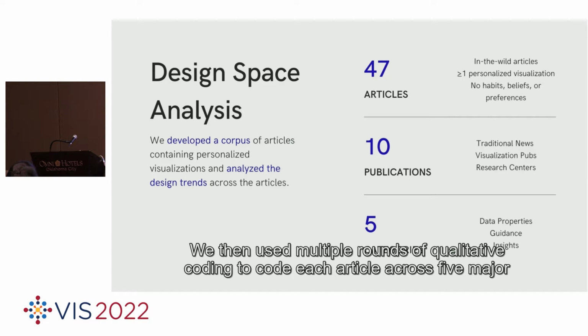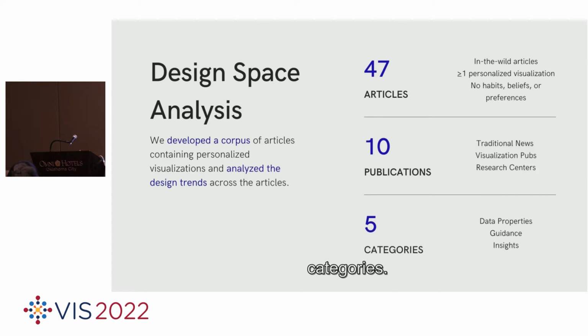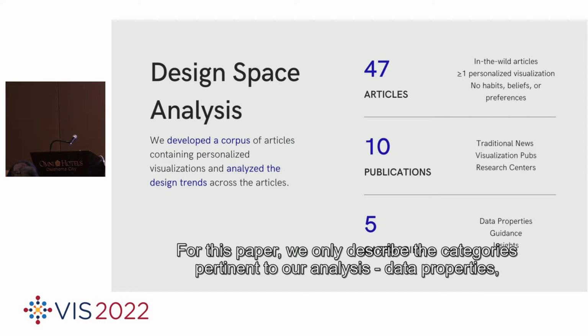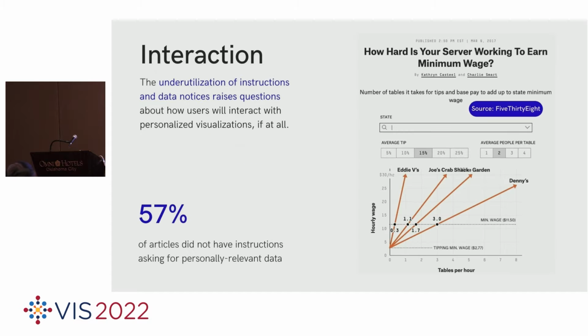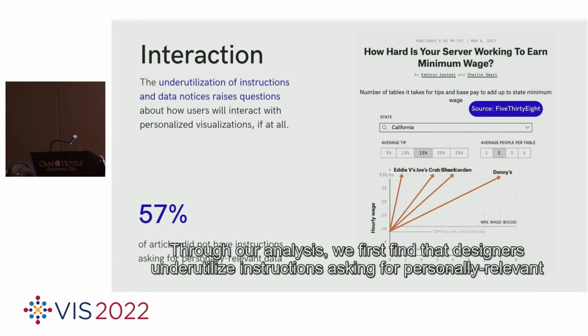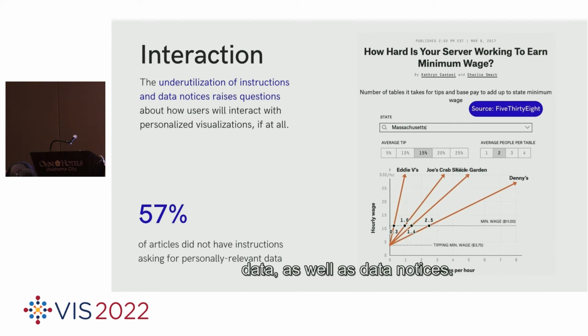We then used multiple rounds of qualitative coding to code each article across 5 major categories. For this paper, we only describe the categories pertinent to our analysis: data properties, guidance, and insights. Through our analysis, we first find that designers underutilize instructions asking for personally relevant data, as well as data notices.